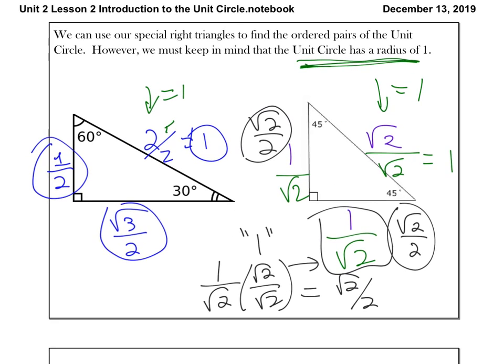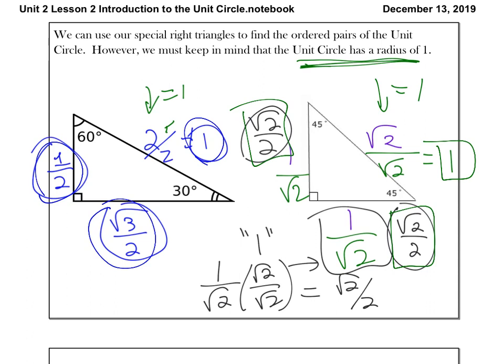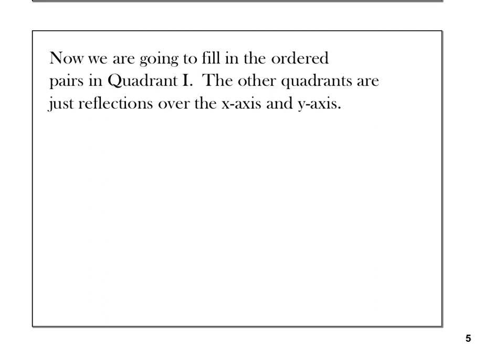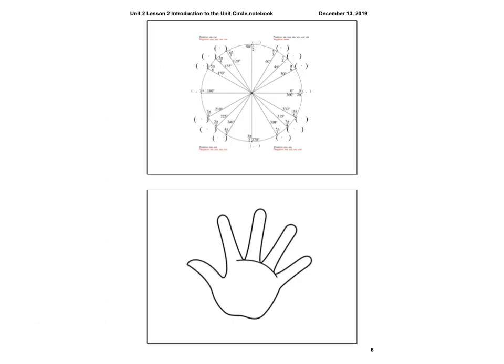All right, so 30, 60, 90 becomes 1/2, square root of 3 over 2, and 1. 45, 45, 90 becomes square root of 2 over 2, square root of 2 over 2, and 1. Remember, all this is because my radius has got to be 1. So that means my hypotenuse in both of these has got to be 1. So we're going to fill in quadrant 1, and then everything else is just going to be a reflection of that. So let's kind of look.